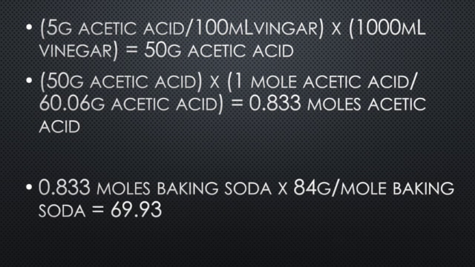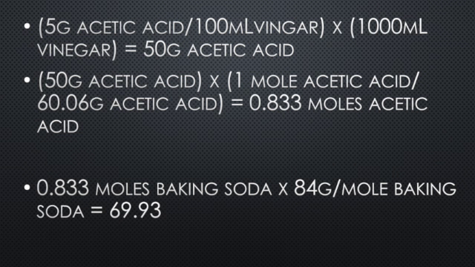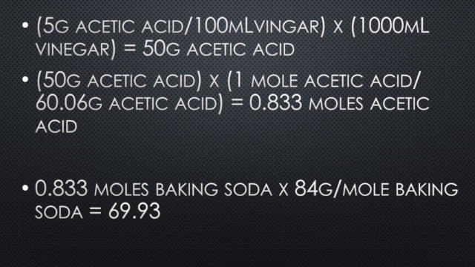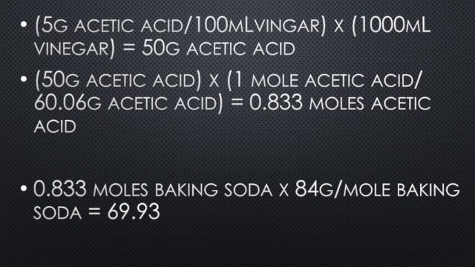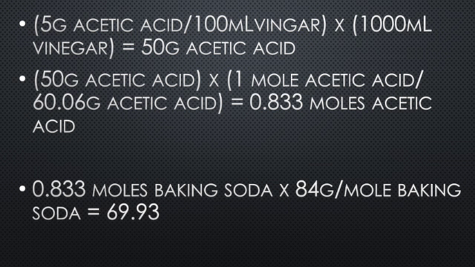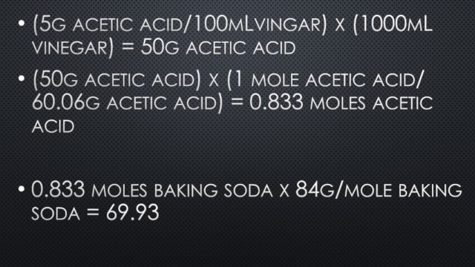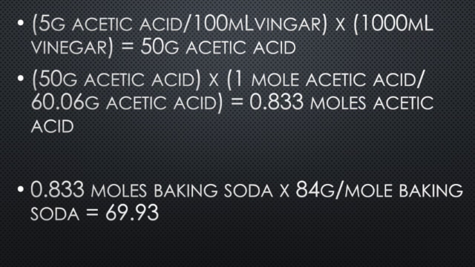So let's now figure out how much baking soda we need: 0.833 moles. The molar mass of baking soda or sodium bicarbonate is 84 grams per mole. 0.833 moles of baking soda times 84 grams per mole of baking soda is 69.93. So we have 69.93 grams of baking soda for every 1,000 milliliters of vinegar to make the moles of acetic acid and sodium bicarbonate about the same.